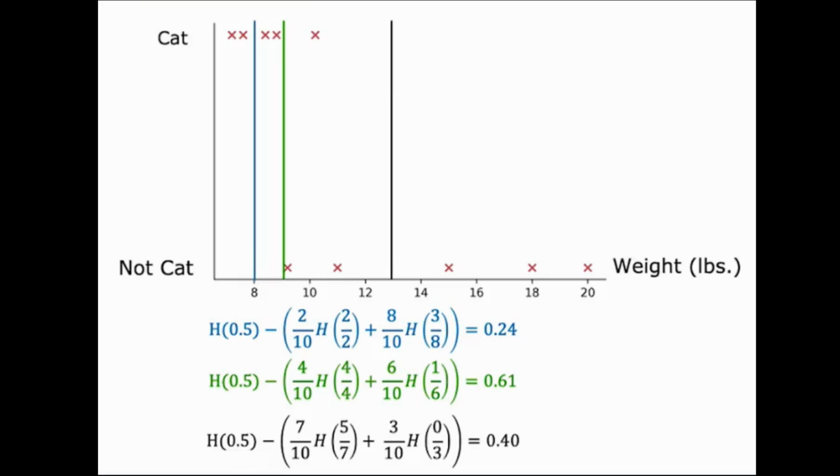It gives the highest information gain, 0.61, because it separates the data into a pure left group and a right group that is mostly non-cats. That also tells us that if we split the weight at 9 pounds, we get a much cleaner separation than splitting at 8 or 10 pounds.